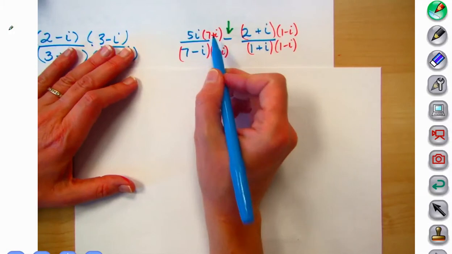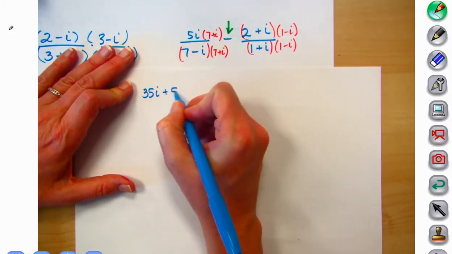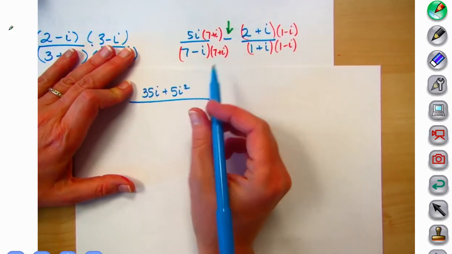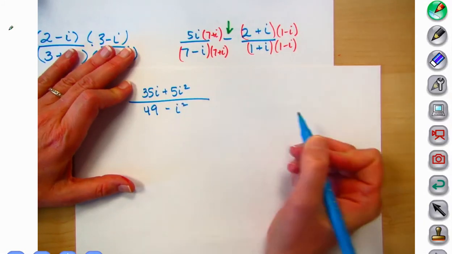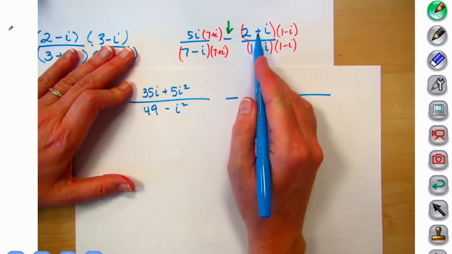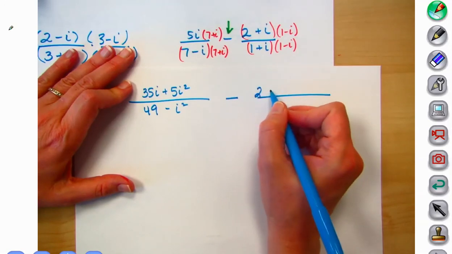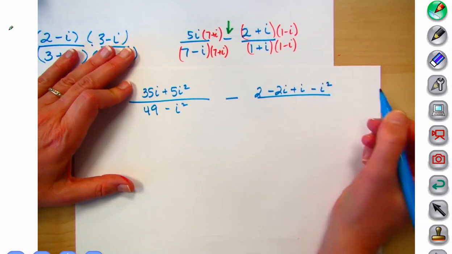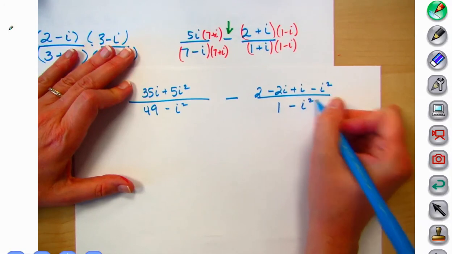So, the new numerator here is going to be 35i plus 5i squared. We'll deal with that in just a minute. Then to the bottom, first and last, since they're conjugates, 49 minus i squared. Minus, keep going, 2 plus i times 1 minus i is going to be 2 minus 2i plus i minus i squared. And then to the bottom, they're conjugates, 1 minus i squared.